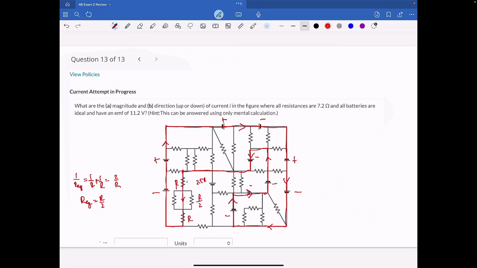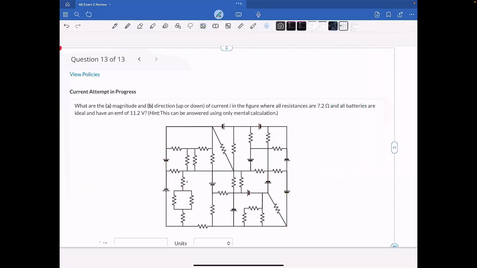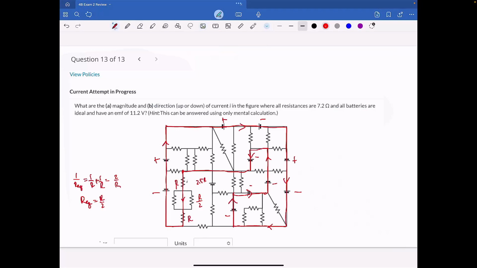Looks like I've got 2 positives. Plus 2 positives, I just see that one and that one. Oh, nope, there's one right there. And I've got 1, 2, 3, 4, 5, 6, 7 negatives. That's 1, 2, 3, 4, 5, 6, 7, 8, 9, 10 batteries that I went through.